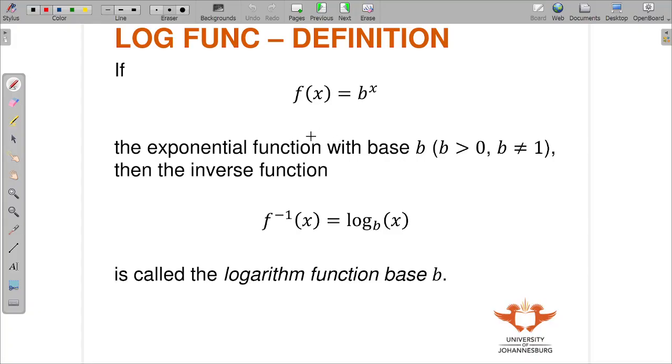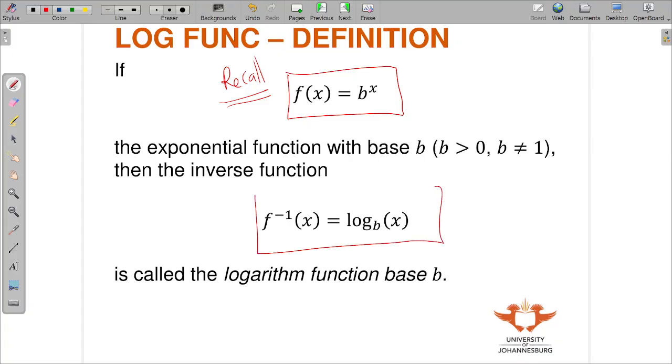Okay, so again we recall that this is an exponential function, and the inverse of this exponential function is this logarithm function. So again, this sign is for inverse. Okay, so the inverse of an exponential function is the logarithm function.